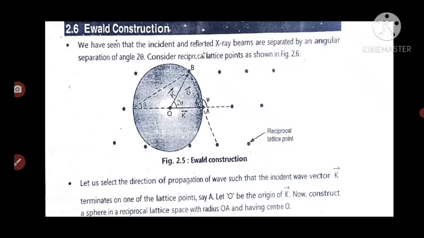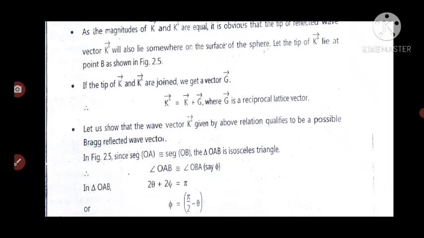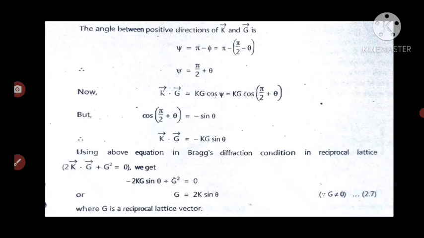And you want to calculate the phi, that's why this theta here on the LHS is positive; if we go to the RHS side, it is considered as minus, and this relation will become phi is equal to pi by 2 minus theta. And the angle between the positive direction of k bar and g bar, that is the wave vector, wave number, and reciprocal lattice, which is considered as psi, is equal to pi minus phi.